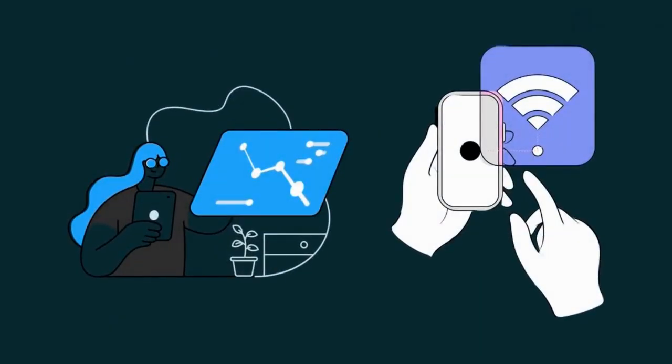L2VPN offers privacy and protocol flexibility, while L3VPN provides scalability and simplified management. Understanding the differences helps you make informed decisions for your organization's connectivity strategy.